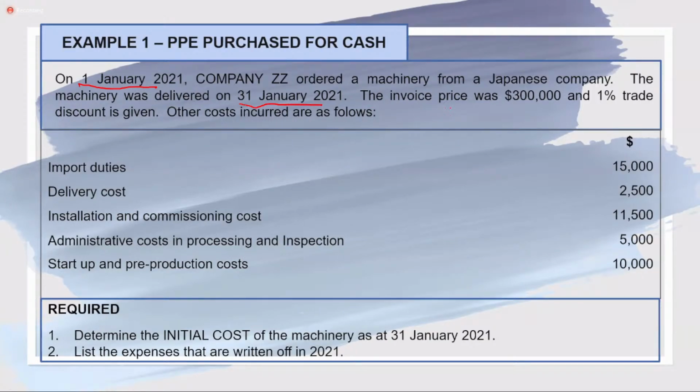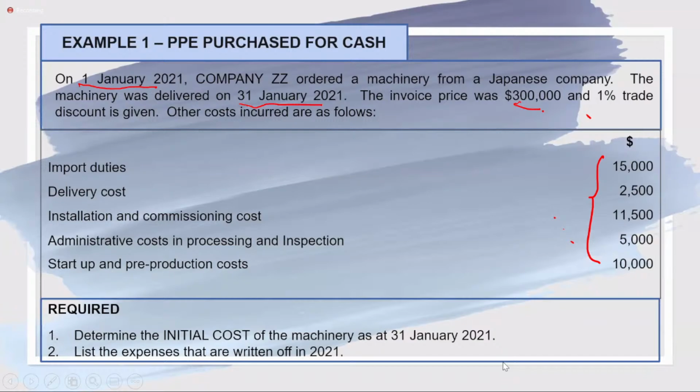The invoice price was $300,000, okay? And 1% trade discount is given. Other costs incurred as follows. So ini cost-cost lainnya. Okay, ini semuanya cost-cost yang lain, beside the 300,000. Determine the initial cost of the machinery, and then what else? List the expenses that are written off in 2021.